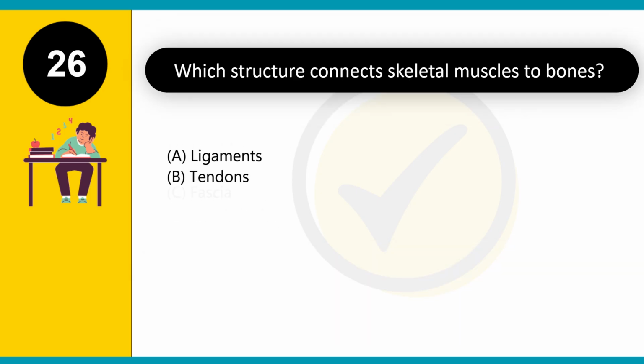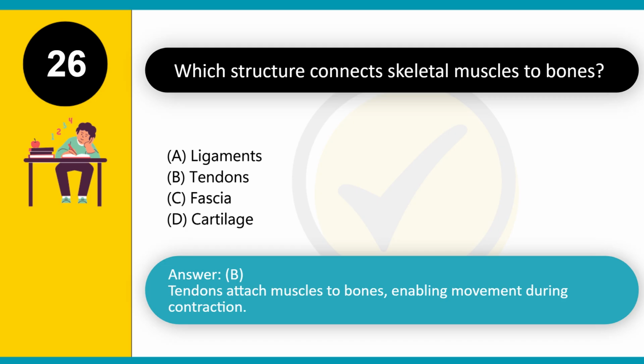Which structure connects skeletal muscles to bones? A. Ligaments. B. Tendons. C. Fascia. D. Cartilage. Answer, B. Tendons attach muscles to bones, enabling movement during contraction.